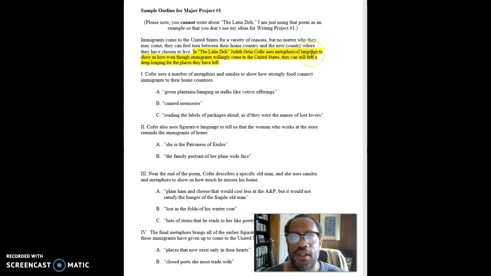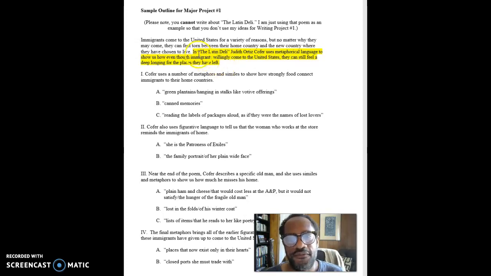Somewhere you're talking about metaphorical language, and metaphorical language will include similes as well as metaphors. And then I say specifically what is going on in the poem. It says that Cofer wants to talk about how even though immigrants willingly come to the United States, they can still feel a deep longing for the places they have left. So that's a very specific thing that I'm saying that the Latin Deli is about, right? People come here, they're happy to come here, they make sacrifices to come to the United States, but still they might miss where they came from, right? And that's something that Cofer wants to talk about through the Latin Deli.